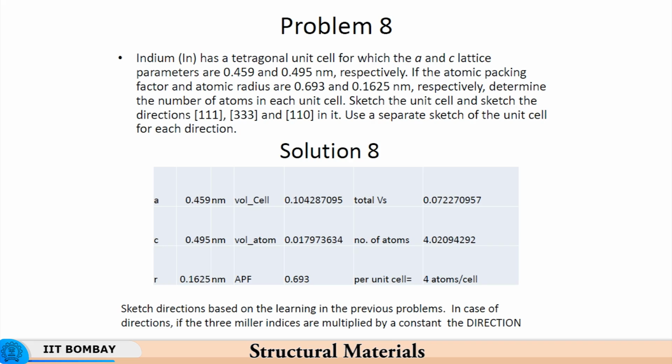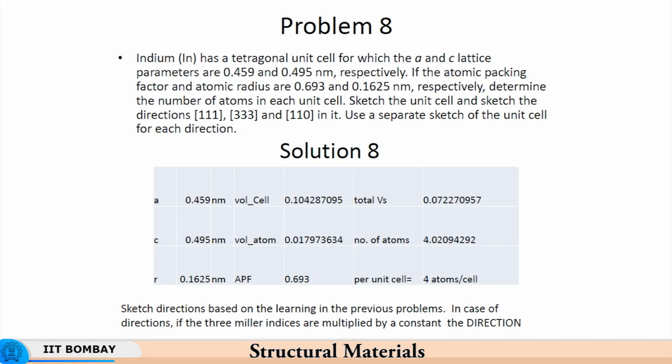So, we have been given A as 0.459 nanometers. So, we have got the volume of one unit cell as 0.104 whatever which is given here. Okay. So, C is this. So, based on this A and C, we have got the atomic volume.